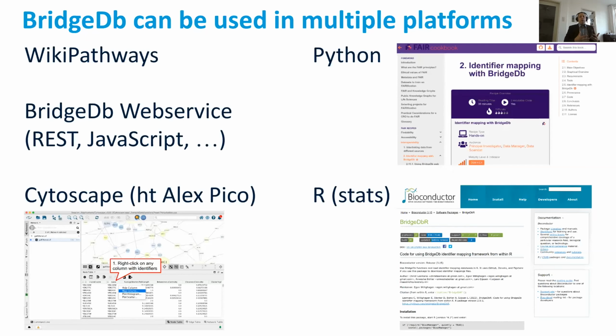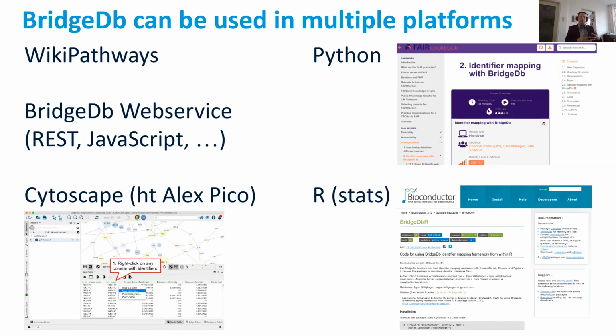So how do we use BridgeDB? Well, BridgeDB is an old project. There are integrations in a lot of different environments already. So I mentioned WikiPathways. WikiPathways is actually using the BridgeDB web service. It's using JavaScript to make information available. Not just that, WikiPathways also uses this during the release process of the monthly releases of WikiPathways for identifier mapping. And the web service is actually used for other things as well.